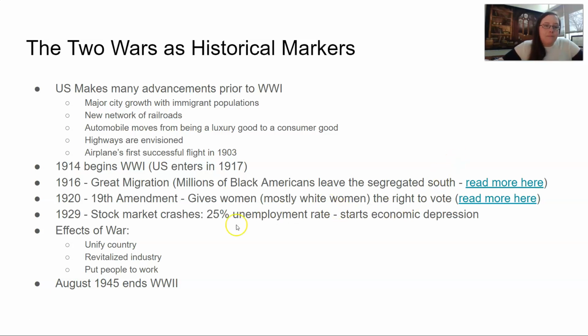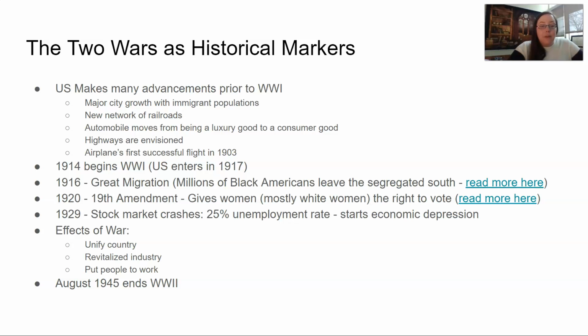Then in 1920, we get the 19th Amendment, which gives women, mostly white women, the right to vote. Now, that amendment did give some Black women the right to vote, but voting still had stipulations. There were still things you couldn't do. If you couldn't do them, or if you didn't meet a qualification, you couldn't vote. And it was mostly white women who met that qualification.